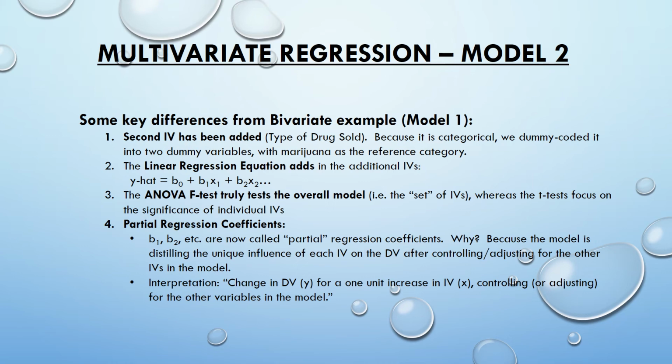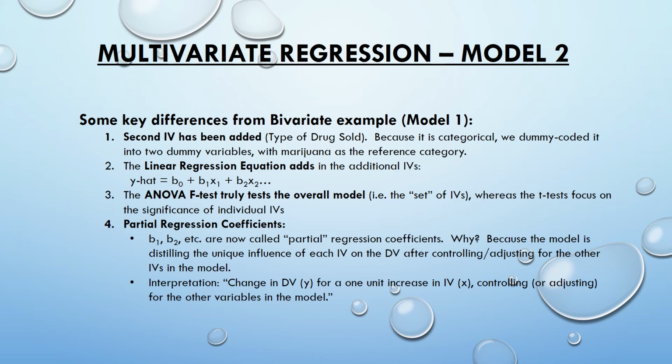And then our regression coefficients, I'm not going to stress this too much in this class, but because we have more than one independent variable, we now call them partial regression coefficients as opposed to just regression coefficients. Why is that? Well, it's because the model is distilling the unique influence of each independent variable on a dependent variable after controlling or adjusting for the other independent variables in the model.